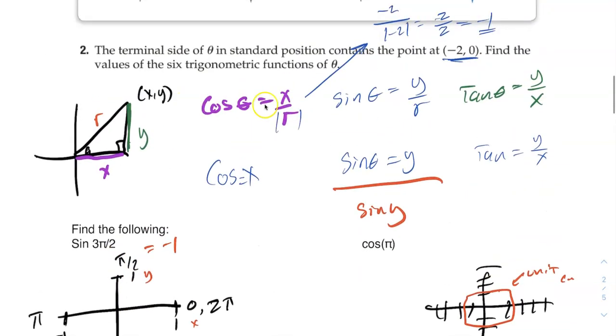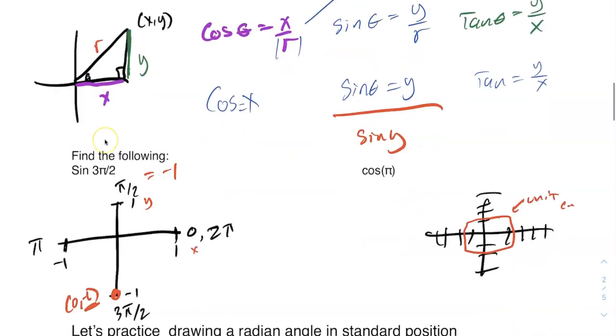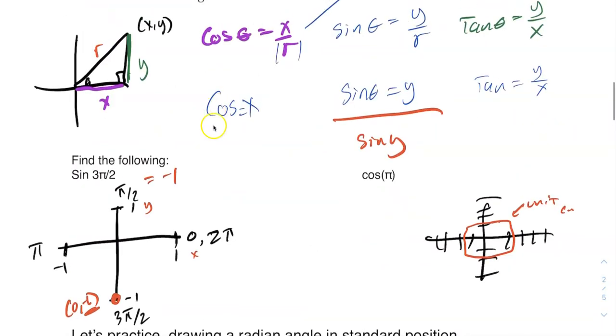You might be asking, what about the r? It's a unit circle. My r here is just 1. That's the length of it, because it's a unit circle. So you just got to figure out literally the x or the y value.